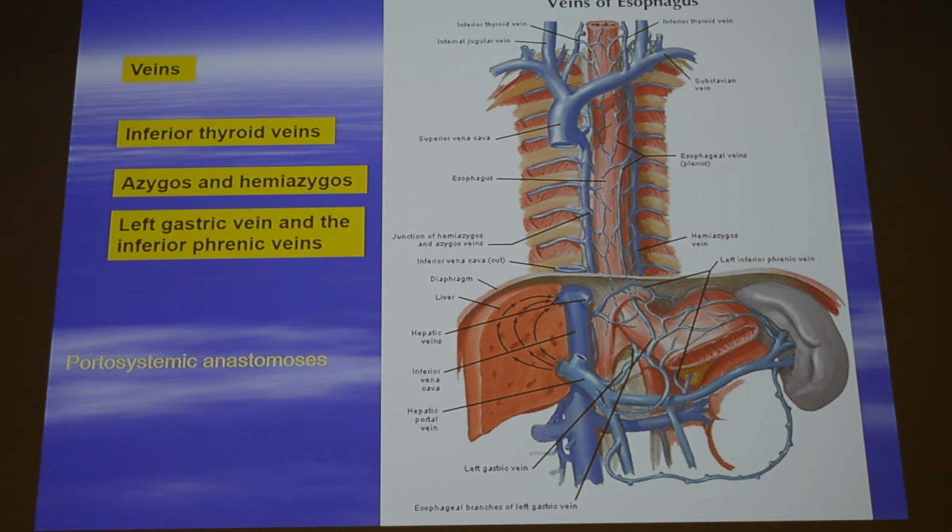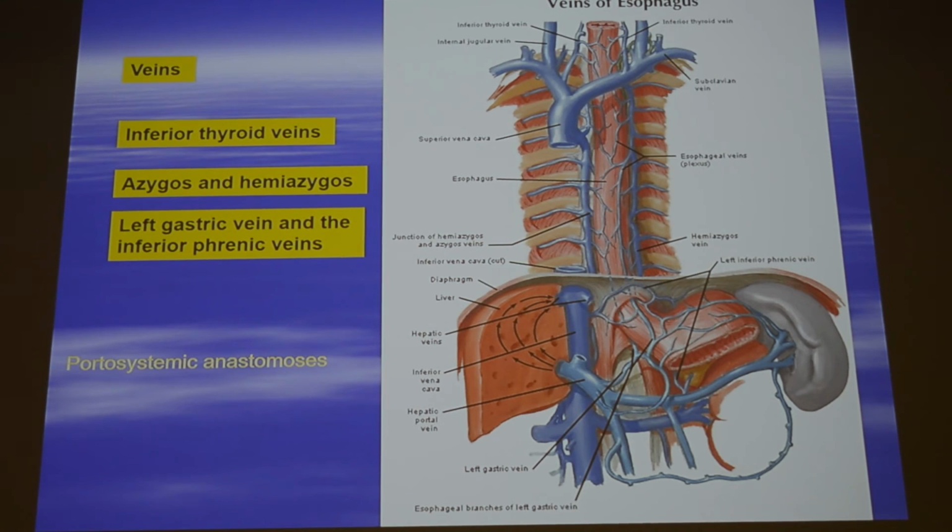Why do they anastomose with each other? Why do you think God created anastomosis between veins and arteries? Exchange. Why? If something gets blocked, there's an alternative way. If you have a main road and you close it for construction, what do you do? You find alternative ways.